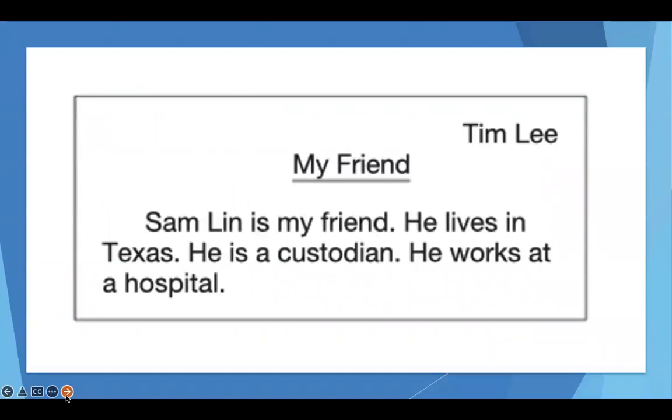So here's the reading. It's written by Tim Lee, titled My Friend. Sam Lin is my friend. He lives in Texas. He is a custodian. He works at a hospital. Again, this is called My Friend, and it is written by Tim Lee. Sam Lin is my friend. He lives in Texas. He is a custodian. He works at a hospital.